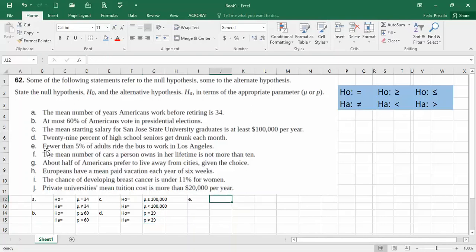Fewer than 5% of adults ride the bus to work in Los Angeles. So fewer than is not telling you equals. It's just telling you fewer than. Which one would be your choice? So the only one that is your alternative hypothesis, because it doesn't have an equality right here, is this one right here. So we are saying that, let's start with the claim.